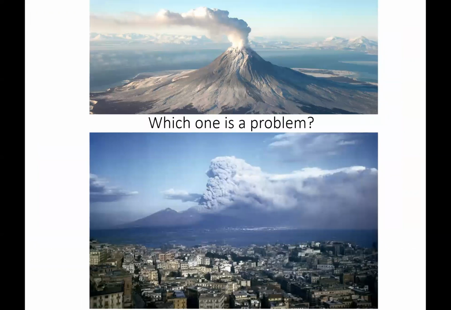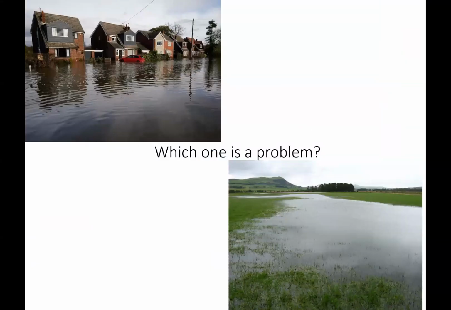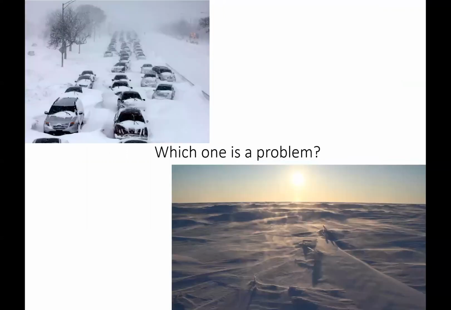So have a look at these two pictures. They both show a volcano, but I want you to think, well, which one is the problem and why? And again, have a look at these two pictures of a flood event. Which one is the problem and why? Here we have a blizzard. Which one is the problem and why?